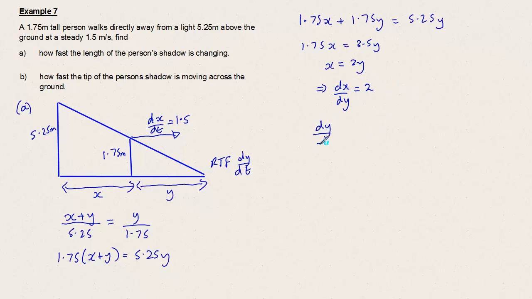Now we want dy/dt, and that's going to be equal to dy/dx times dx/dt. If dx/dy is 2, dy/dx is half. Half times 1.5 gives us 0.75 meters per second.